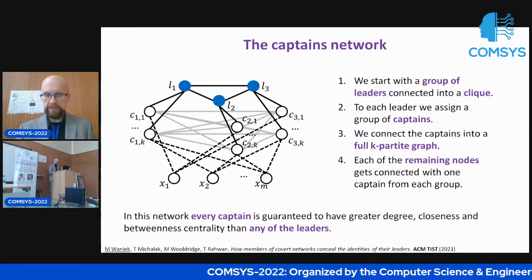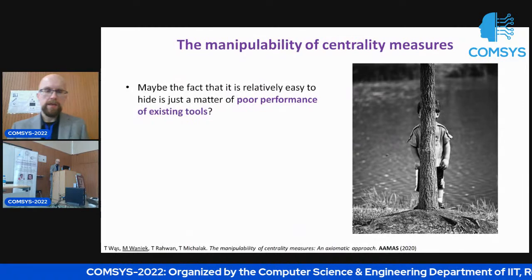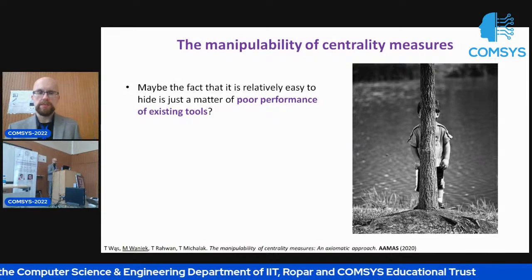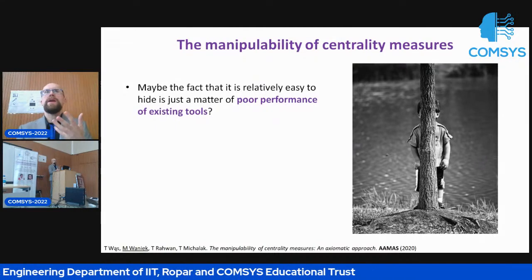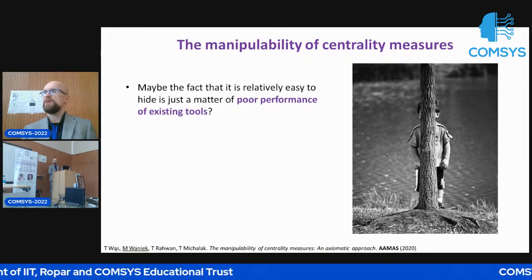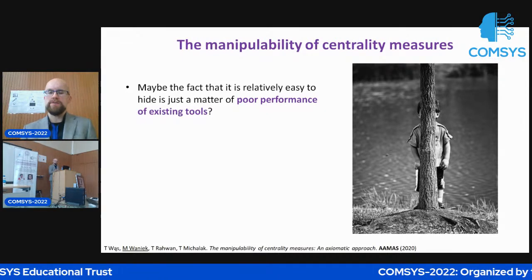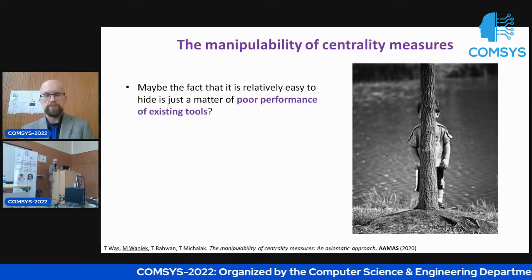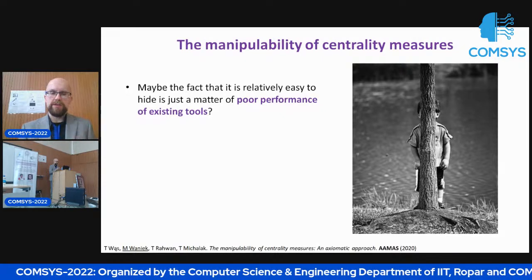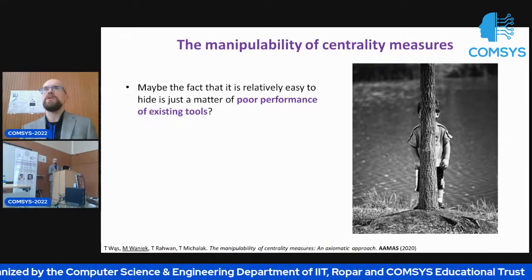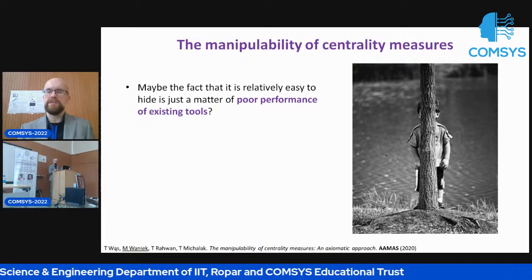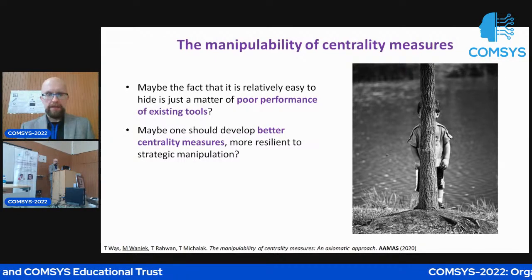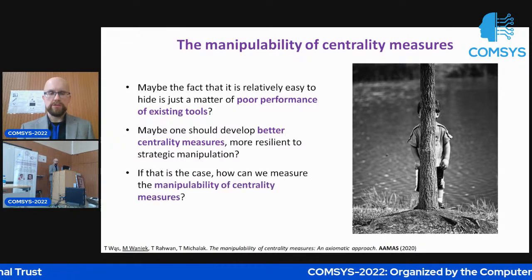Okay, so this was one expansion of our work. Now, another question that we might ask in this space is, okay, so it seems that while finding an optimal way to hide from a centrality measure is difficult, it is reasonably easy to find some way to hide from centrality measures. So is it just a matter of poor performance of these existing centrality measures? Would it be possible to find a centrality measure that is very, very hard to hide from? That it's resilient to strategic manipulation.